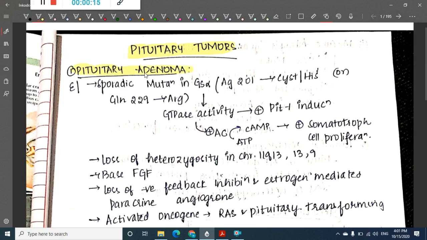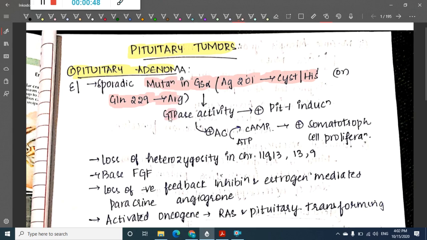Pituitary adenoma is sporadic. In pituitary adenoma you see sporadic mutation involving GS alpha, coding for arginine 201 to histidine, arginine 201 to cysteine or histidine, or glutamine 229 to arginine. Though you don't remember anything, just remember that here the mutation is in this GS alpha.